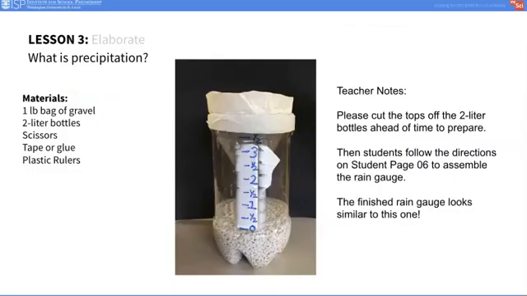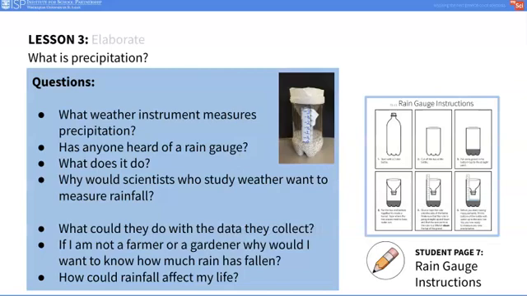In the Elaborate portion of this lesson, students will use 1-pound bags of gravel, 2-liter bottles, scissors, tape, glue, and plastic rulers to construct a rain gauge. Rain gauges are the instruments used to measure precipitation. Keep these rain gauges, which will be used later in Lesson 5. Students will consider questions about how rainfall data could impact various people, including farmers, gardeners, and even themselves.